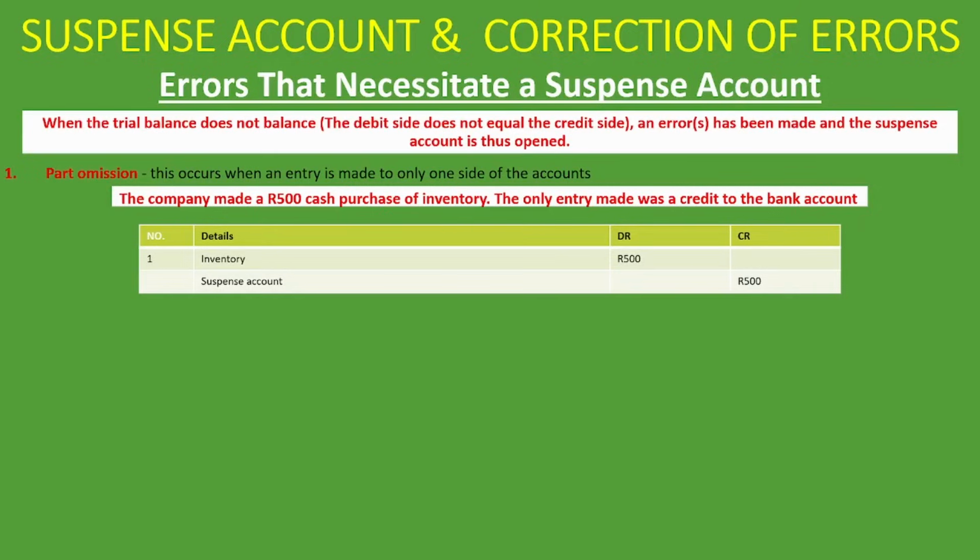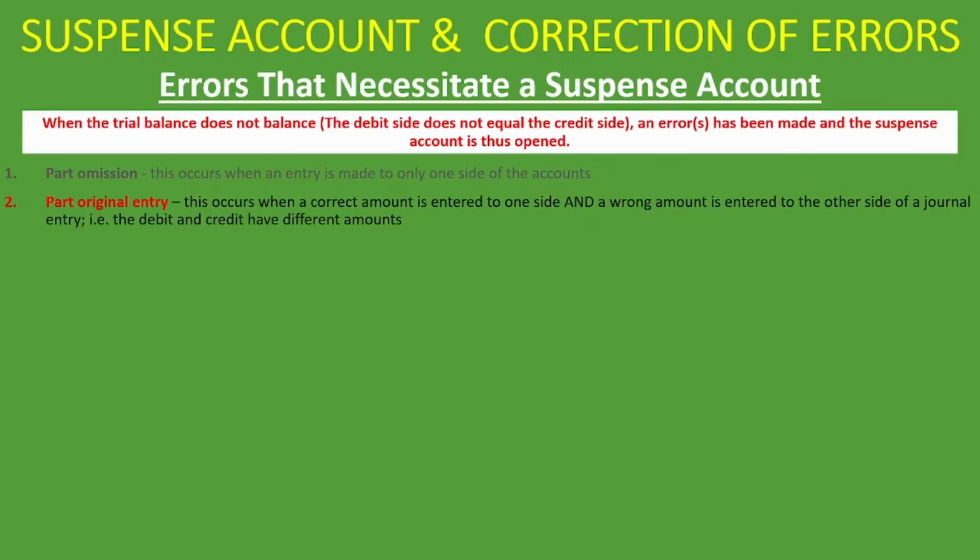Let's look at the second error that requires the opening of the suspense account. Here it is, part original entry. Remember we looked at the error of original entry, but this one here is part original entry. When does this occur? Well, it occurs when a correct amount is entered to one side and a wrong amount is entered to the other side of a journal entry, i.e. the debit and credit have different amounts.